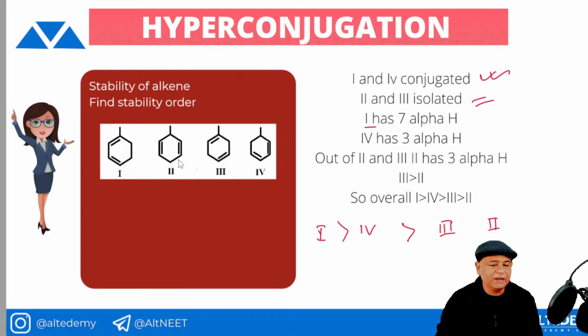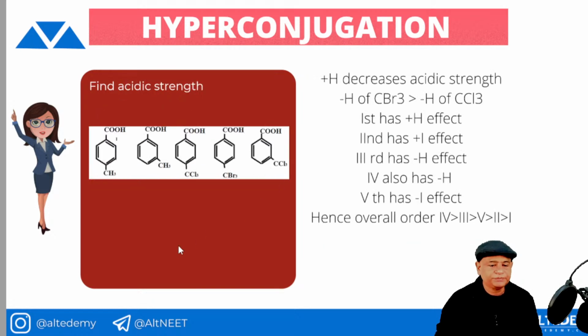This 4 has 3 alpha hydrogens. 4 has got only 3 alpha hydrogens. Which are those 3? With this, there are 2 hydrogens attached here, 1 hydrogen here. So 3 here. Now, coming to third and second, out of 2 and 3, 2 has 3 alpha hydrogens. Which are those? Here we have 2 hydrogens and here we have 1. So it has 3 alpha hydrogens. This way we can say the order is like this. Stability can be found out with the help of this.